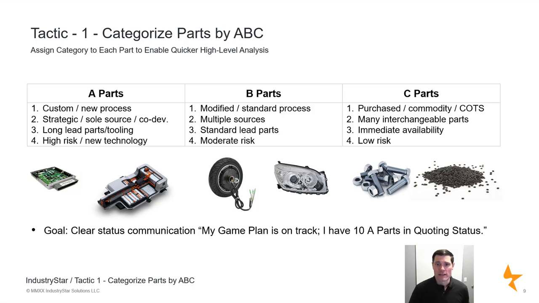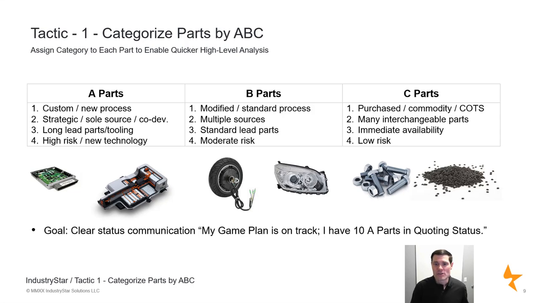B parts are modified, involve standard processes, and present moderate supply risk. For example, a headlamp on a vehicle. C parts are purchased, commodities that are commonly available off the shelf and present low supply risk. For example, a fastener. How does categorizing your parts by ABC improve high-level analysis?